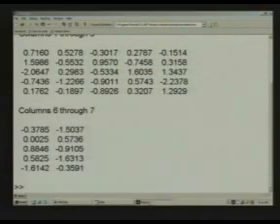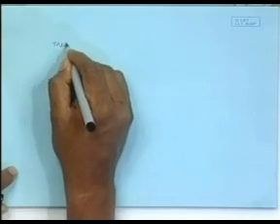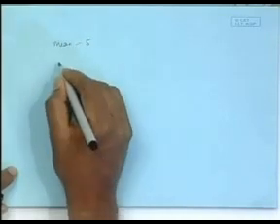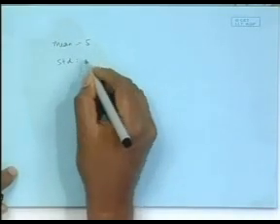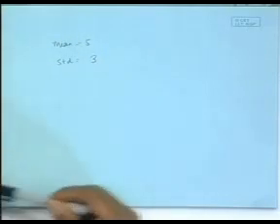Suppose somebody asks you, okay, now you generate a random number whose mean is 10 and standard deviation is 5. How are you going to generate? So the problem is to generate a random vector, let us say random vector with mean equal to 5 and standard deviation equal to, let us say, 3. So how would you do it? It is very easy.